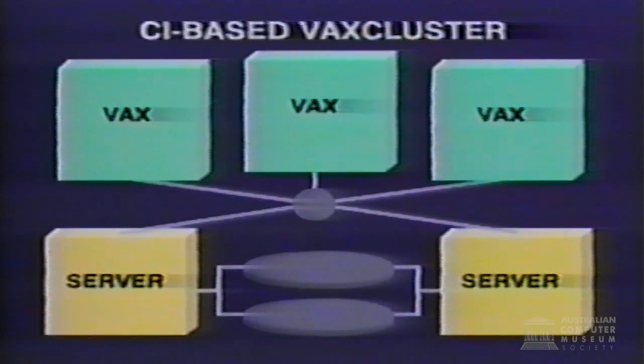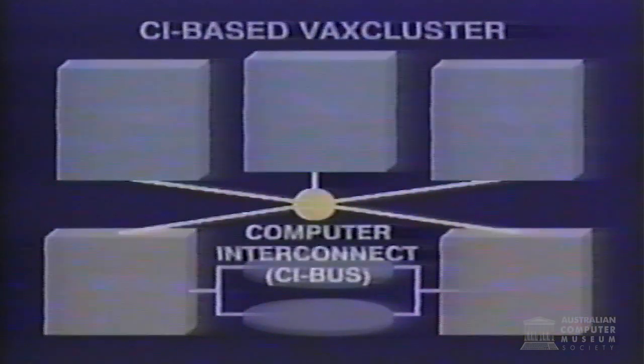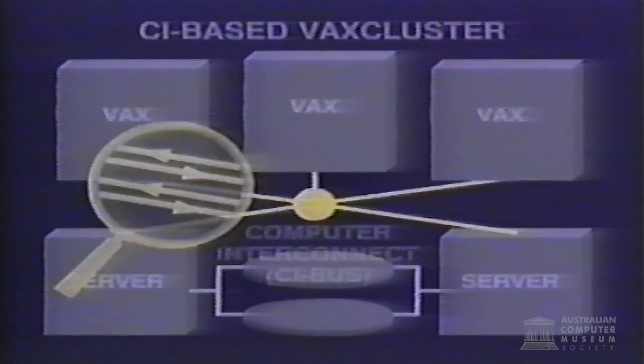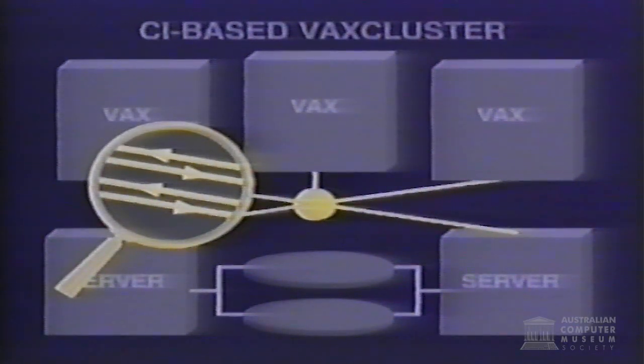This particular system consists of 3 VAX computers and 2 mass storage servers. Each of these subsystems forms one node of this 5-node cluster. The VAX computers and servers communicate over the computer interconnect, a high-speed bus which attaches to all cluster nodes. One CI bus is required for each node. Within the CI bus are 4 cables, 2 for transmitting data and 2 for receiving.